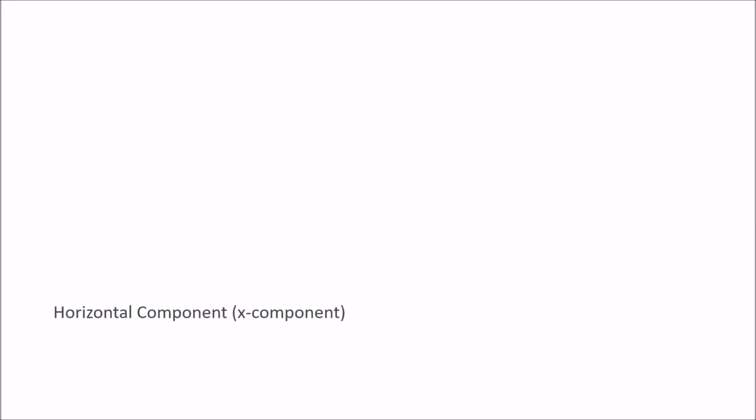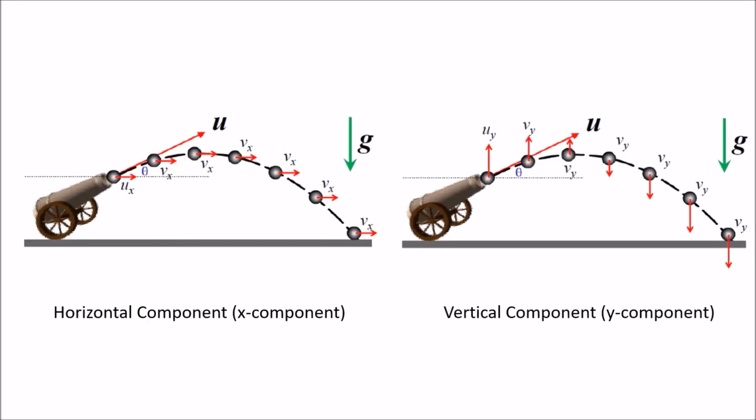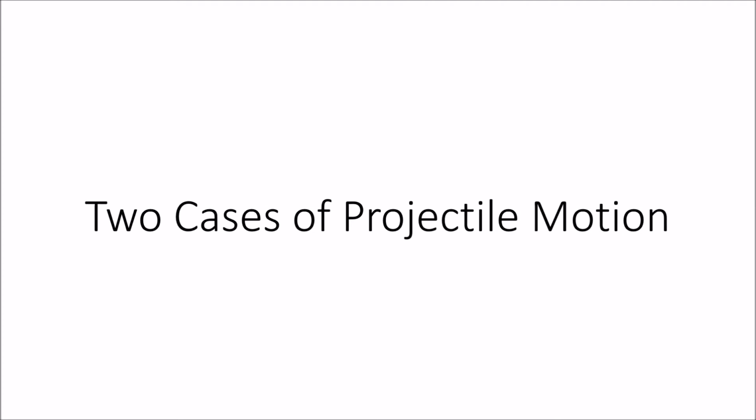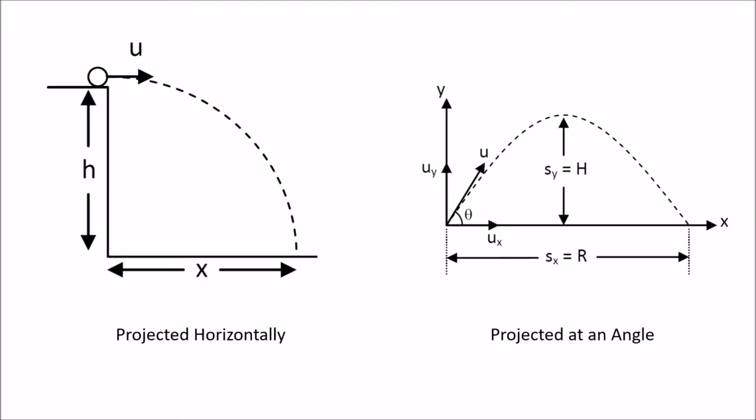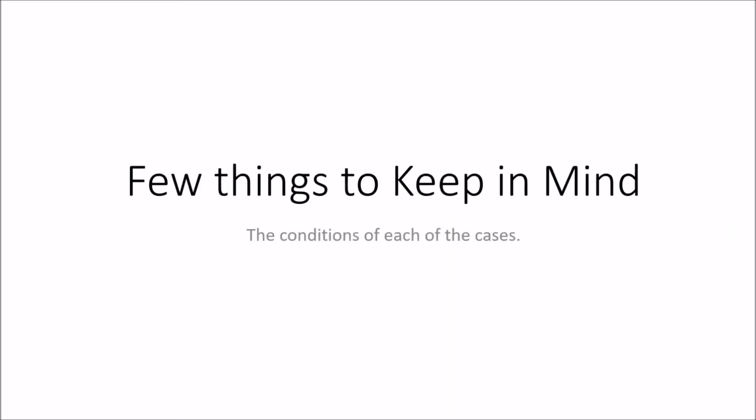A projectile motion is resolved into horizontal and vertical components, which are independent of each other. I'll call them X and Y components respectively from now onwards. There are two major cases of projectile motion, namely projected horizontally and projected at an angle. Before we go any deeper into these two, I'll be covering a few things that you should keep in mind when tackling this kind of situation.